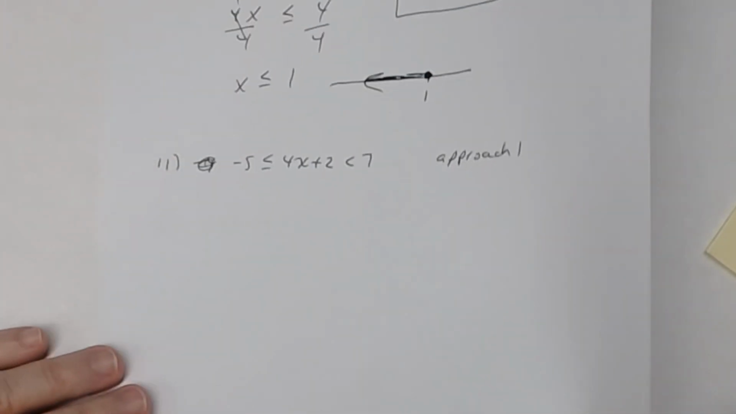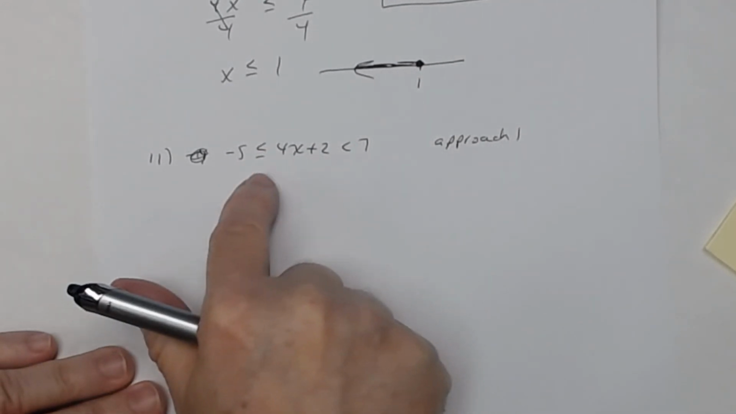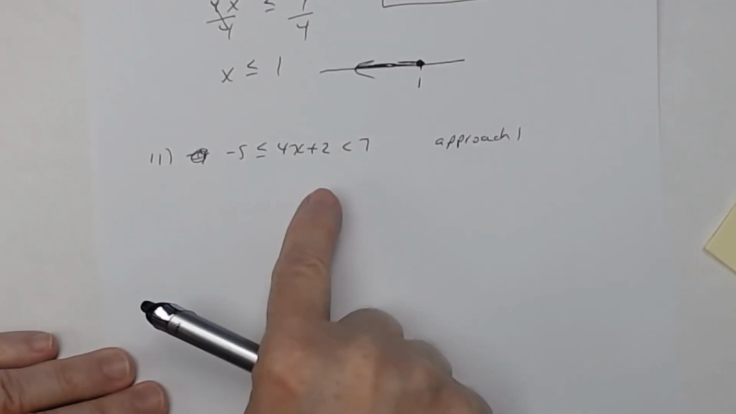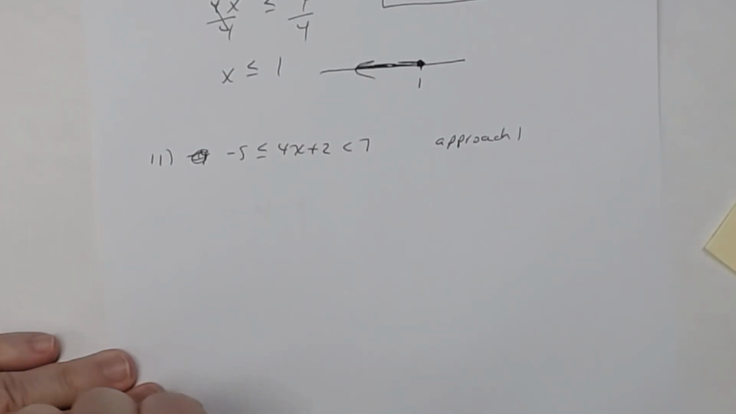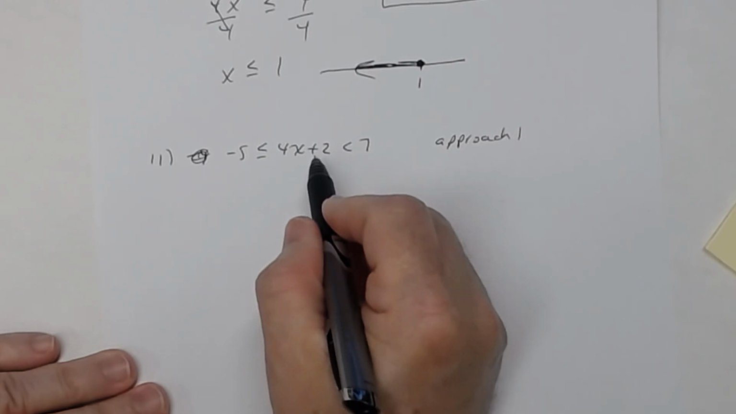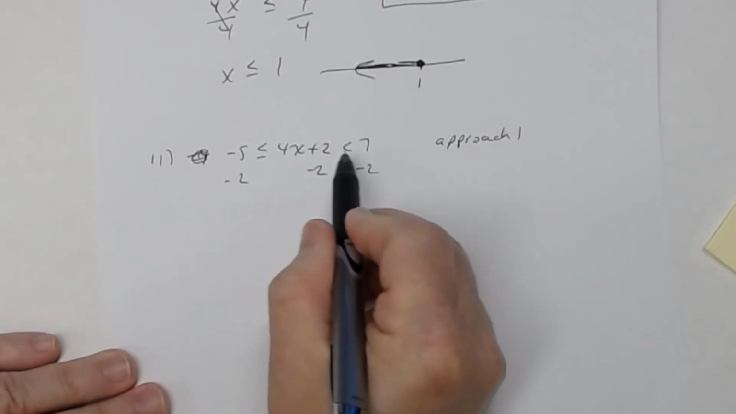Number 11, you want to solve this compound inequality. So remember, compound inequality, you have more than one inequality symbol. And there are two approaches you could have used. The easiest approach is to isolate the variable in the middle. And so to do that, to get 4x in the middle, right now you're adding 2, so you're going to subtract 2 from all parts. Those are 3 parts here.